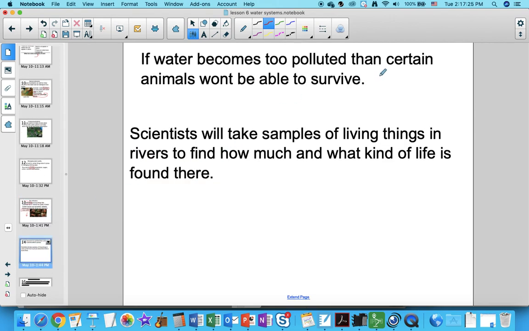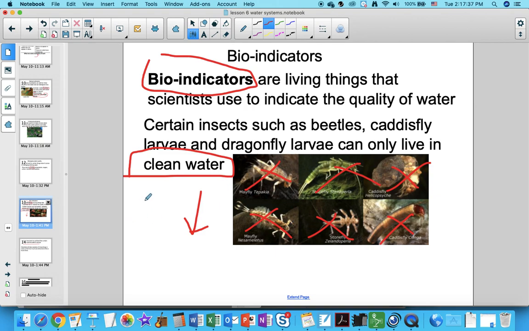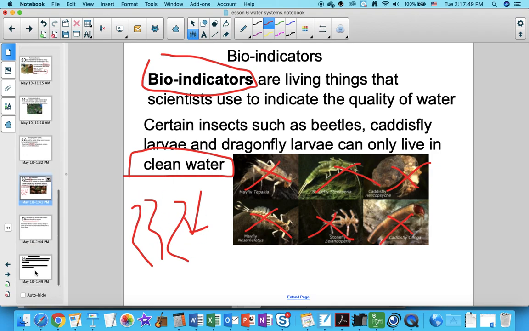If water becomes too polluted, those animals won't survive. Scientists will take samples of living things in rivers and find out what kinds of life are found there. Right? If water starts to get too polluted, you won't see these things. You'll actually see more worms, right? Because they're feeding on the dead bioindicators that used to be alive in there. And so these worms can be a sign of pollutants in the water.